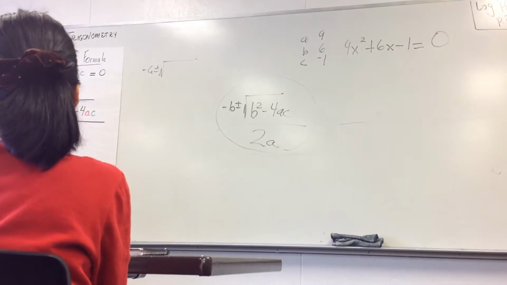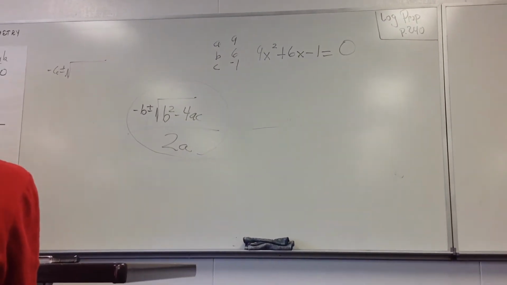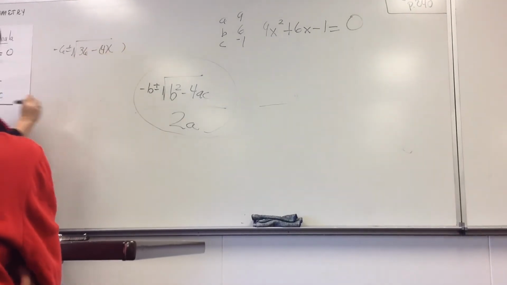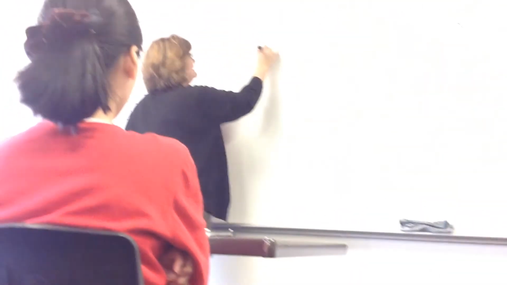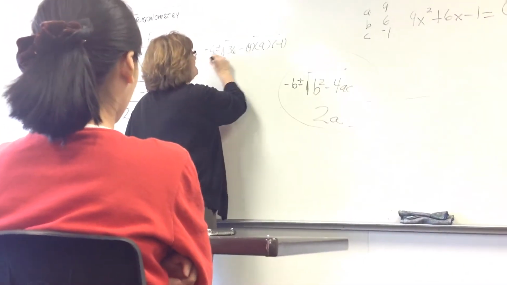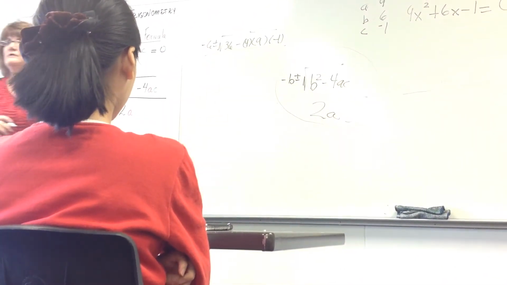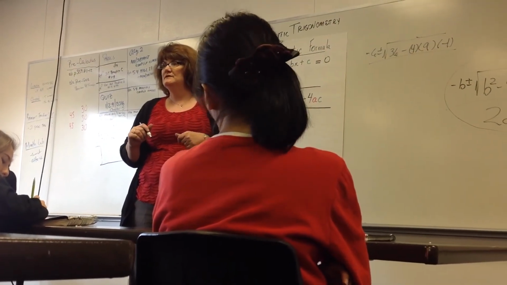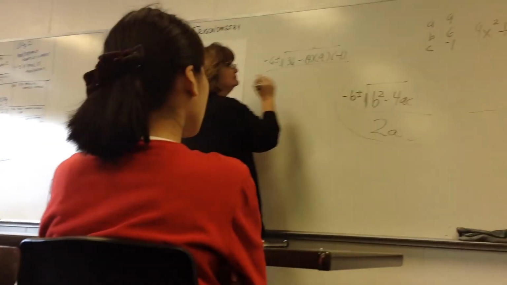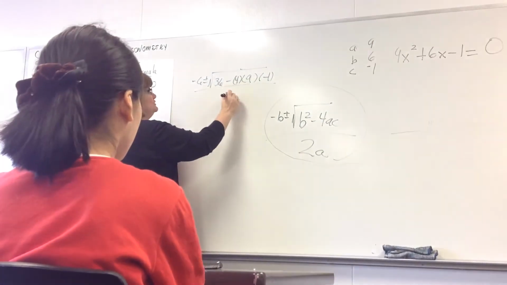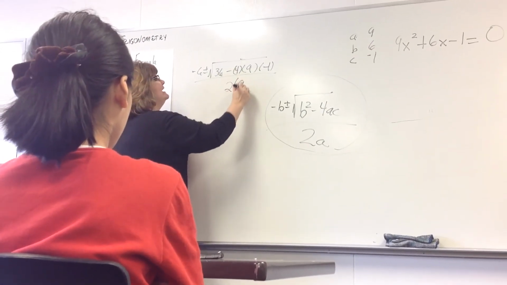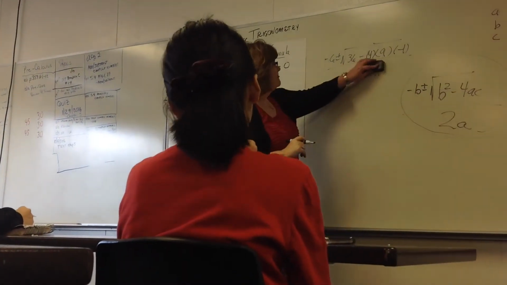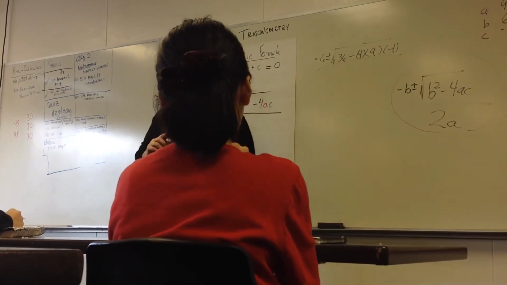Keep going, Rory. So B squared would be 36. Minus 4. And then A is 9. And C? All over 2A. So what's on the bottom? What's in the denominator? Be careful, because it's 2 times 9. So what's our denominator? 18.